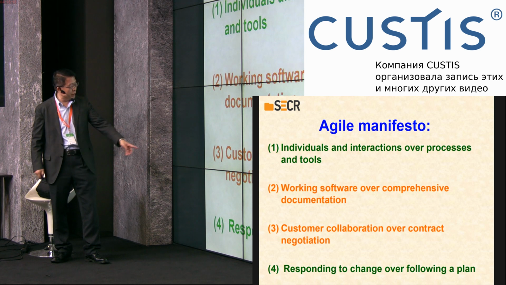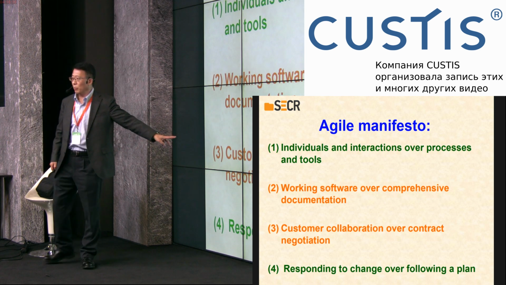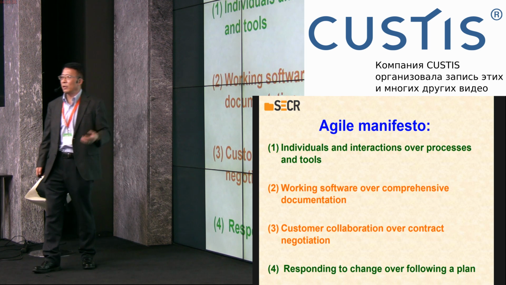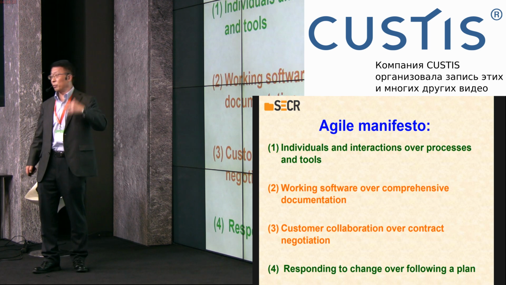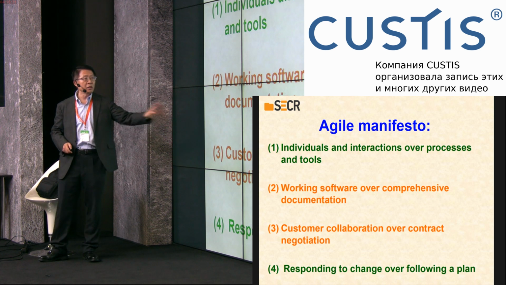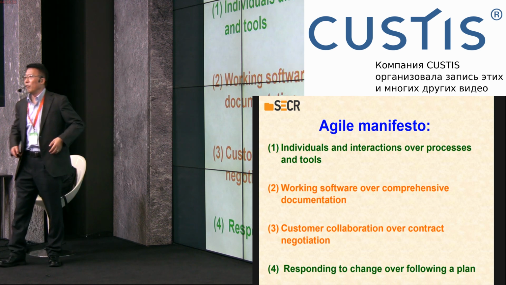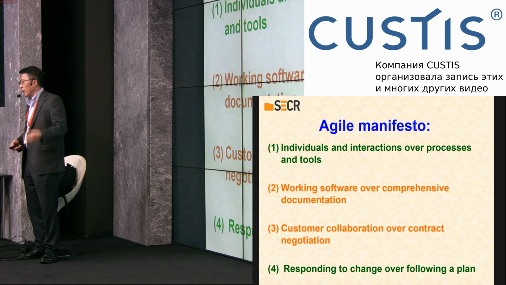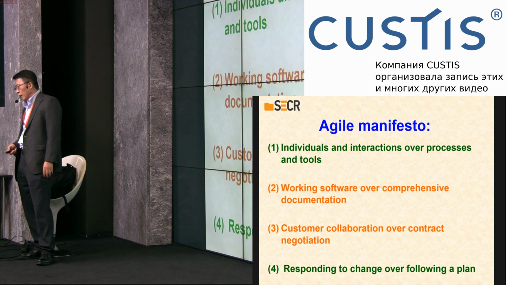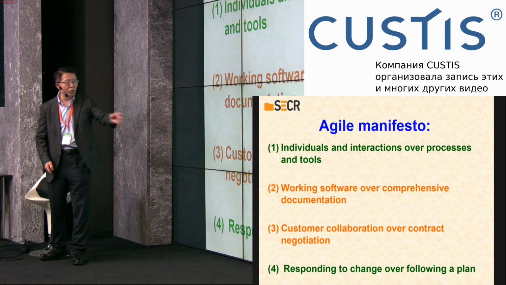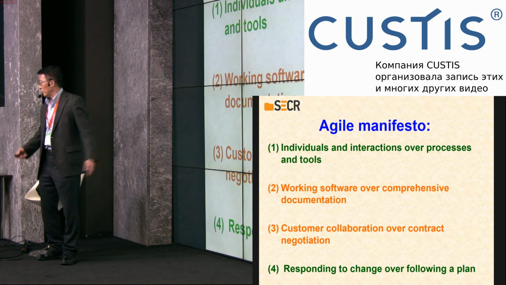Customer collaboration over contract negotiation, I think this is very important, but in practice it can be challenging because customers say, oh, I'm sorry, I'm too busy to be available for your project. So anyway, ideally, this is very good. Even in some formal approaches, we do need the customer's collaboration, but sometimes customers can find it very difficult. Okay, so the last point is responding to change over following a plan. This is just a token.